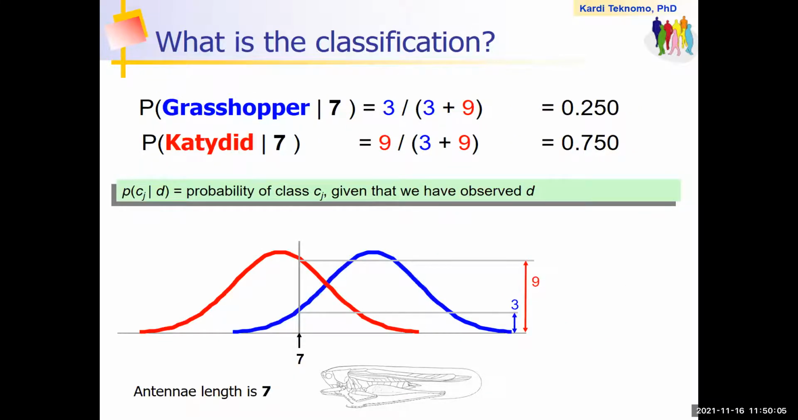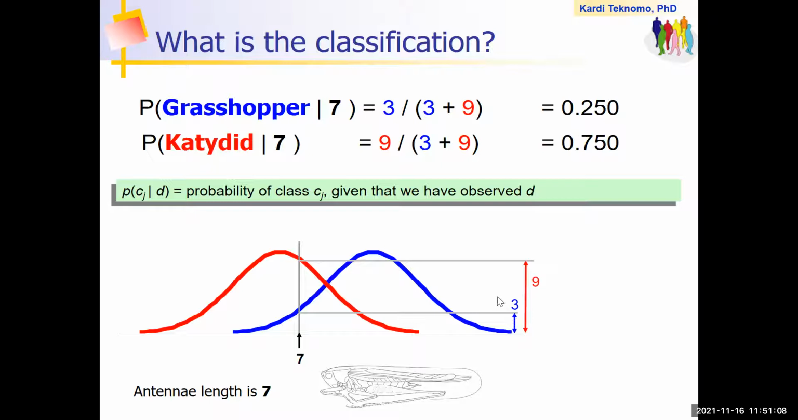Again, how about if my new data is not 3, but 7? Then you check, if it is 7, what is the probability that it is grasshopper? You measure. For 7, in the blue, the height is 3. For 7, the height for the red is 9, right? Then the probability that it is grasshopper, given that the antenna length is 7, is 3 divided by 3 plus 9. It is 25%. Katydid is 9 over 12 in this case, so 75%. So the highest probability for this new insect in this case is katydid.